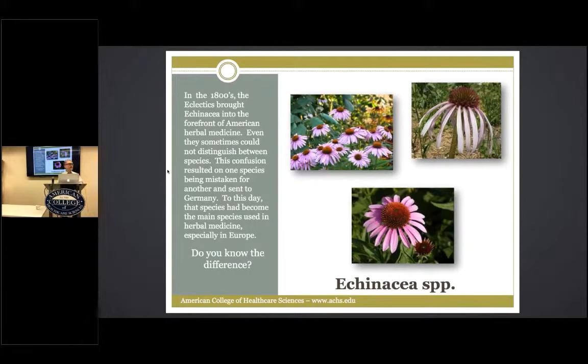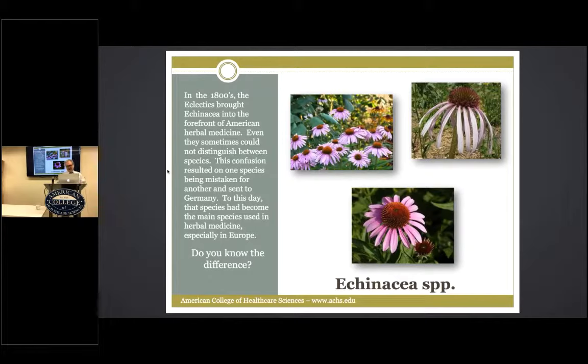There was a German pharmaceutical company that contacted the Eclectics. I think it was the Lloyd brothers, who had an herbal medicine business in Chicago, I believe. So the Lloyd brothers mistakenly sent Echinacea purpurea, or purple Echinacea, rather than angustifolia, which is what the Germans wanted. So the Germans got the roots, and they did a lot of research and experimentation, and purpurea became the main species in Europe because of this error.